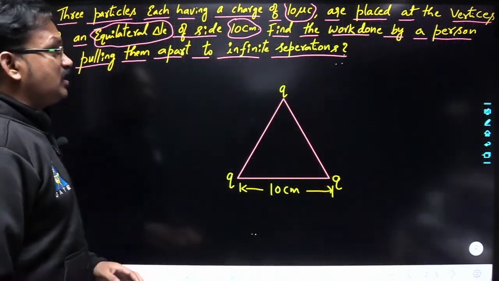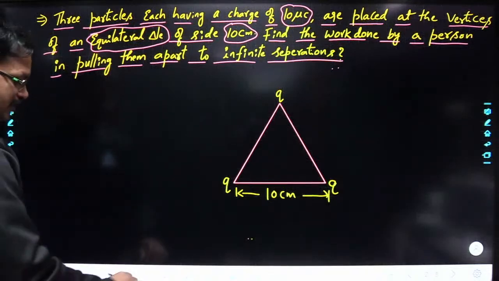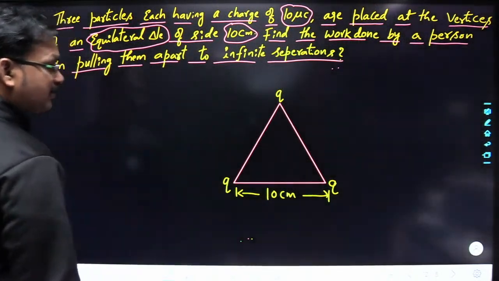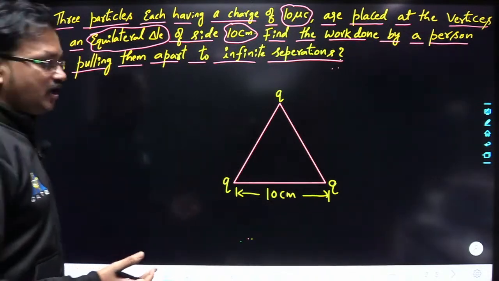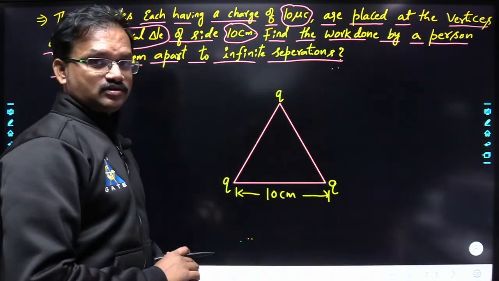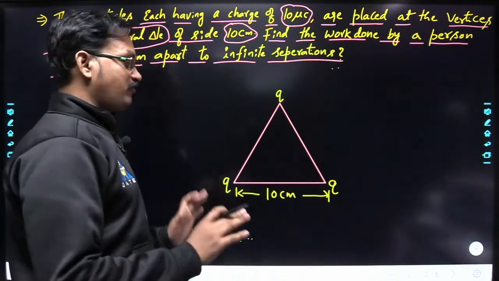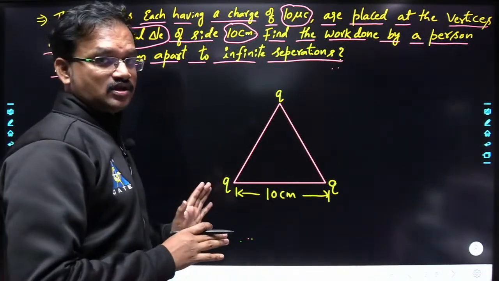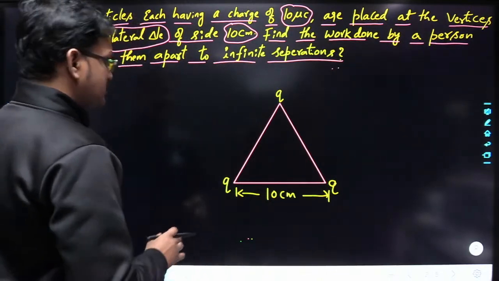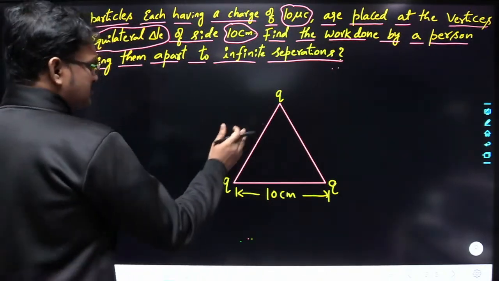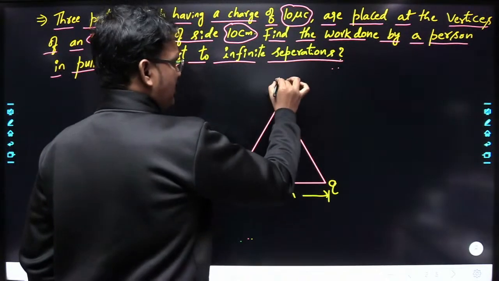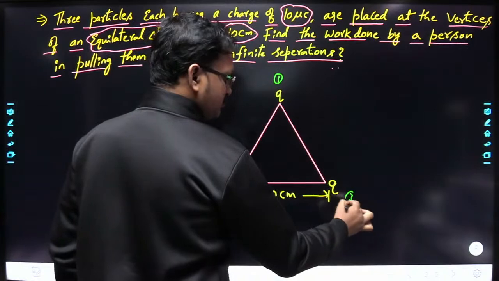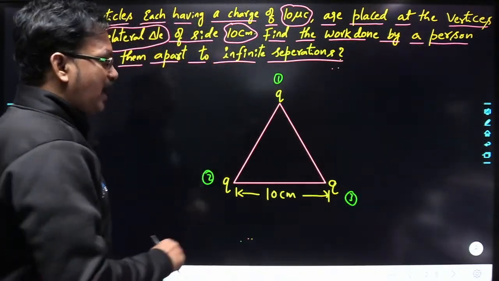First, I will try to determine the work done by the external agent in order to assemble these charges. Yes or no? Okay. So let us consider I am naming this as 1, this as 2, and this as 3. Understood? Okay. Now I have taken this charge.